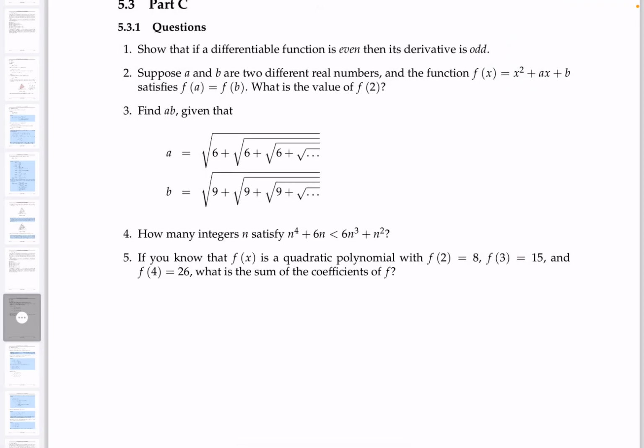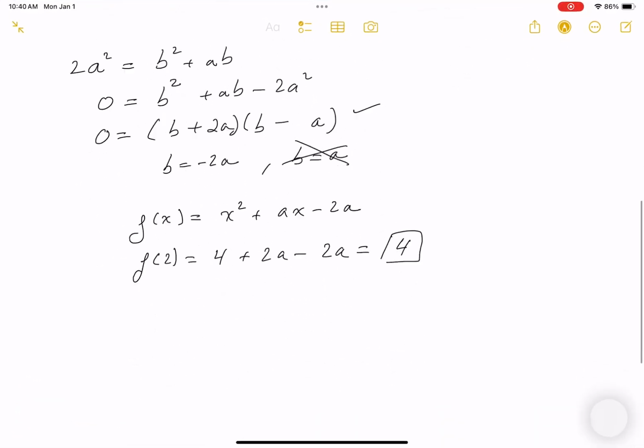Okay, on problem number 3, it says find the product AB given that, and these are nested roots, they're infinitely nested. So what I'll do is I'll go to the whiteboard and write down what A is, write down what B is, and try to figure out what the product A times B is, all right? So let's go to the whiteboard, and we're on problem number 3.